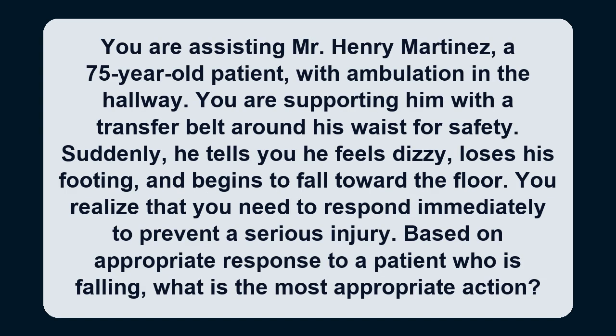Question 3. You are assisting Mr. Henry Martinez, a 75-year-old patient, with ambulation in the hallway. You are supporting him with a transfer belt around his waist for safety. Suddenly, he tells you he feels dizzy, loses his footing, and begins to fall toward the floor. You realize that you need to respond immediately to prevent a serious injury. Based on appropriate response to a patient who is falling, what is the most appropriate action?